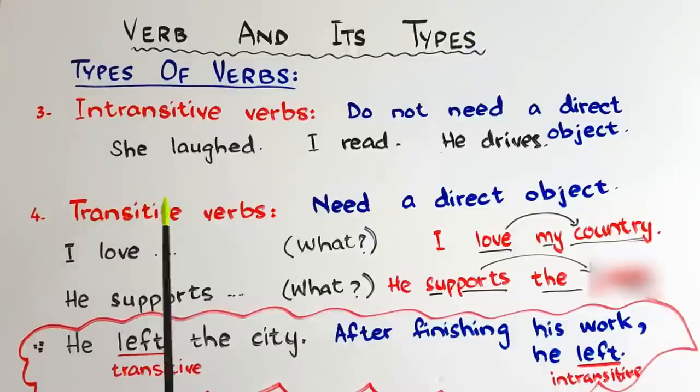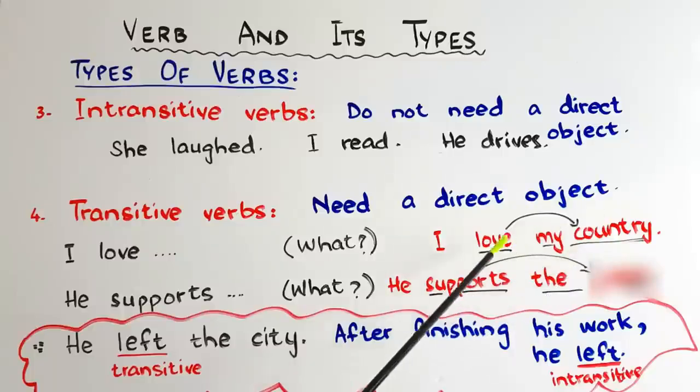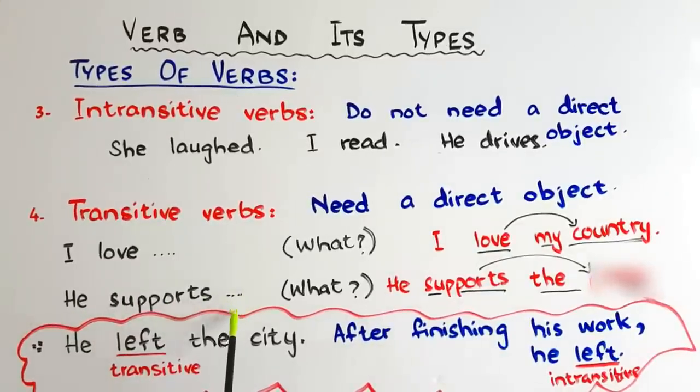However, in transitive verbs, we need a direct object after the verb. Like, I love. I love, what do I love? I need an object to be here. So this sentence is not completed. However, if I write it like this, I love my country. Now the sentence or the thought is completed and this verb is a transitive verb because it cannot work without an object. See one more example. He supports. What does he support? The thought is not completed. He supports the poor. So support is a transitive verb because it needs an object.